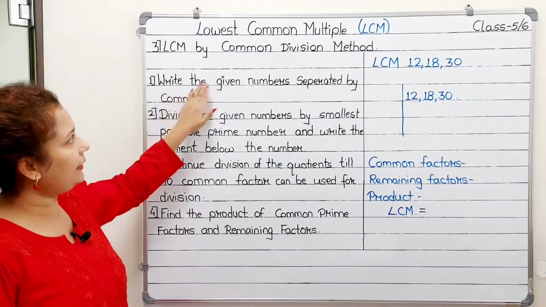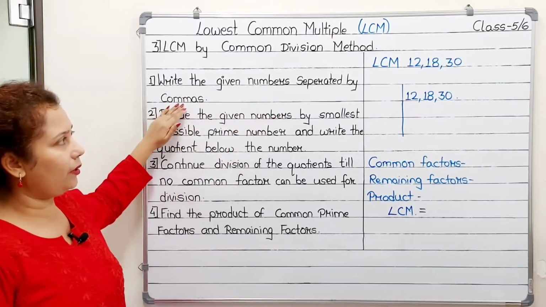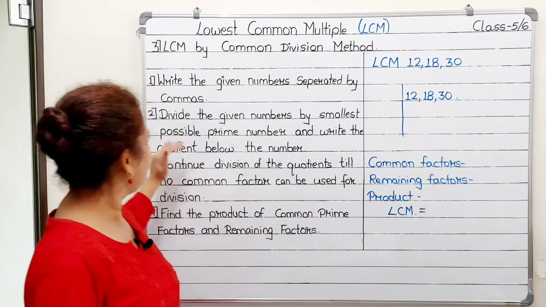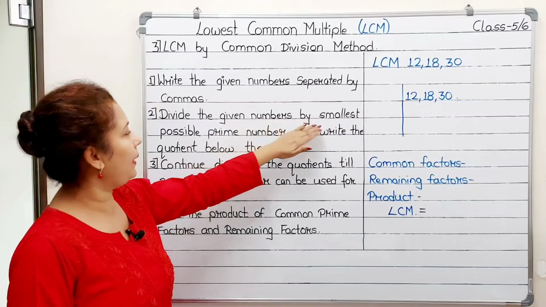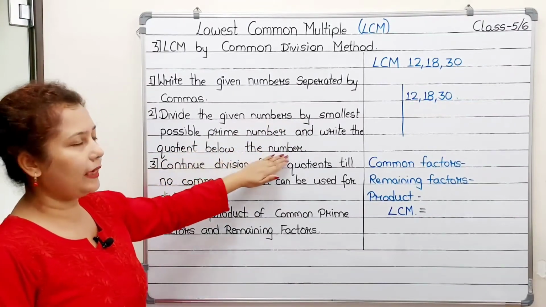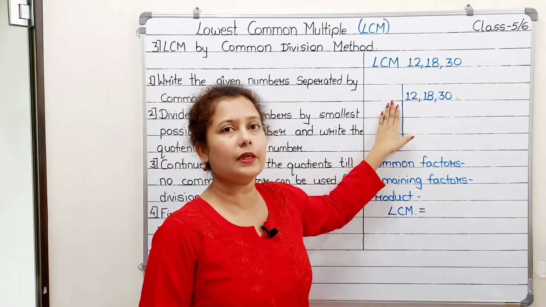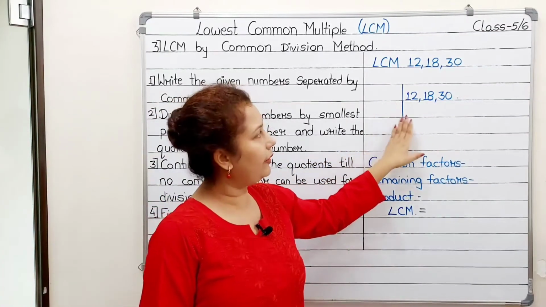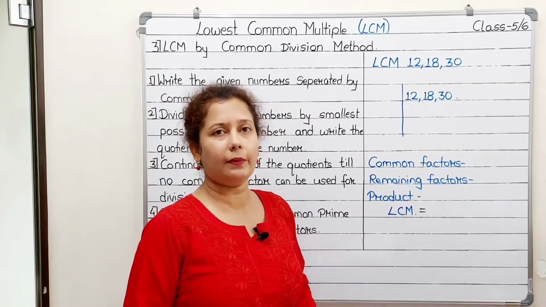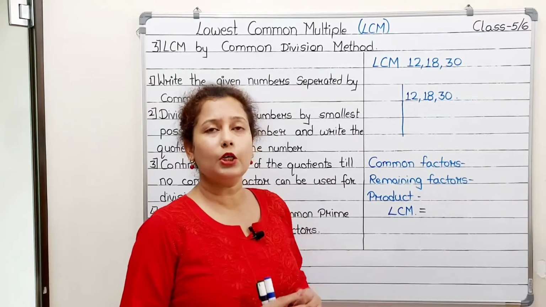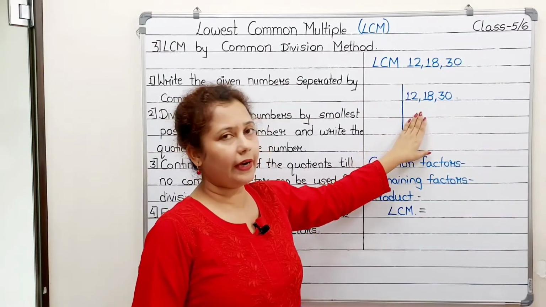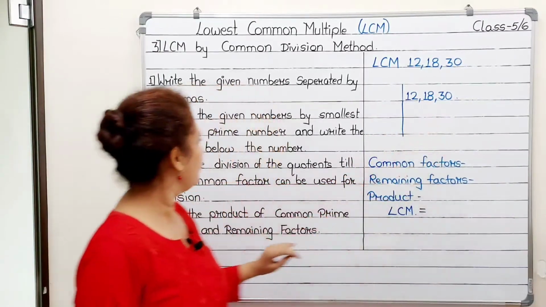First step, write the given numbers separated by commas. So we have to write the numbers and separate them by giving commas. Divide the given numbers by the smallest possible prime number and write the quotient below the number. So here we have to choose a prime factor which can divide all the given numbers. If 2, 3 or 4 whatever numbers are given to us, all the numbers should be divisible by that prime number. After division, we will write the quotient below those numbers.